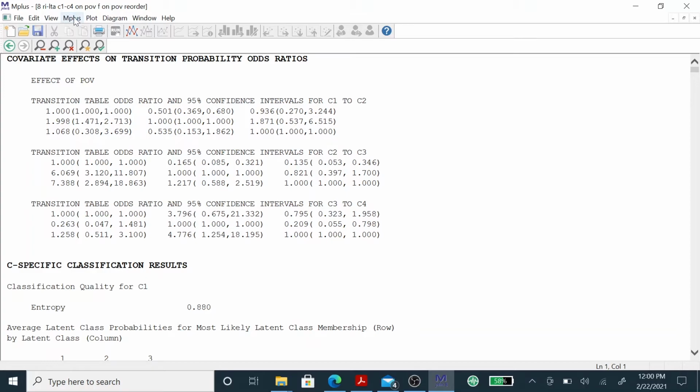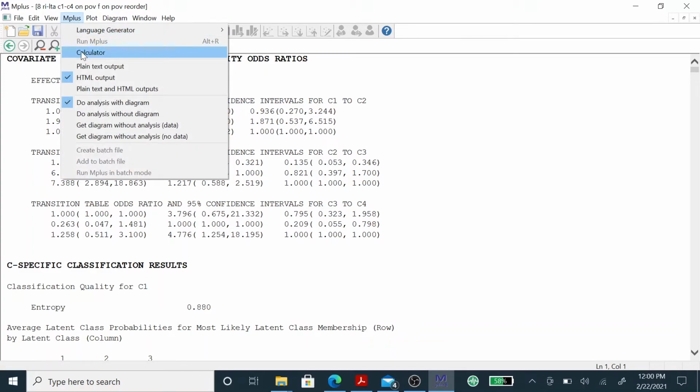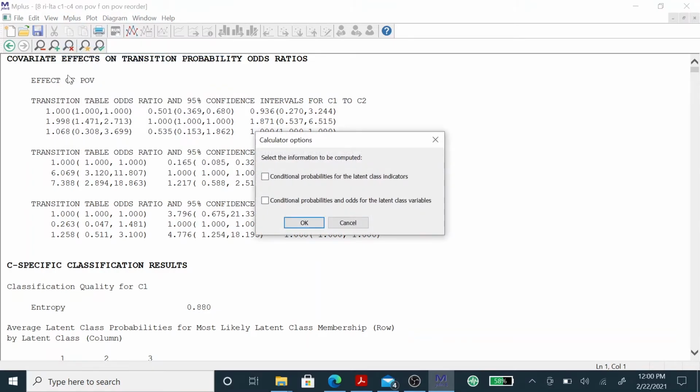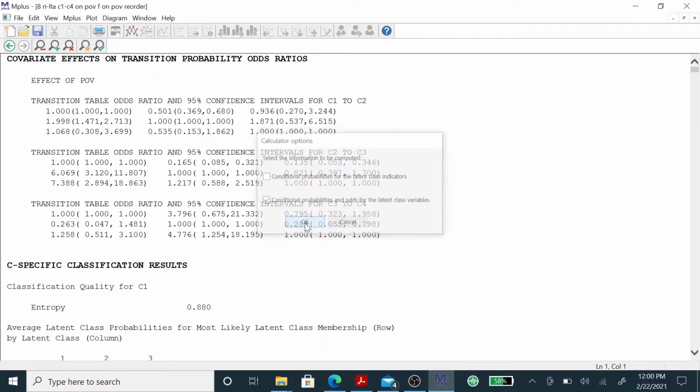Since we have an X variable, we can also take a look at the calculator here, which is in the Mplus drop-down menu. And we have two options: conditional probabilities for the latent class indicators, which we're not interested in right now, and the conditional probabilities and odds for the latent class variables. And that's what we want to take a look at.